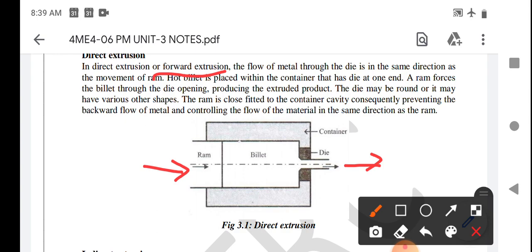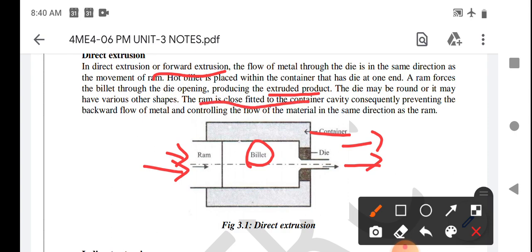The hot billet is placed within the container. That is the billet, which is the workpiece, and that is the ram, which applies force on the billet, and that is the die, and the extruded material. The ram forces the billet through the die opening to produce the extrusion product. The die may be round or it may have various other shapes. The ram is close fitted to the container.